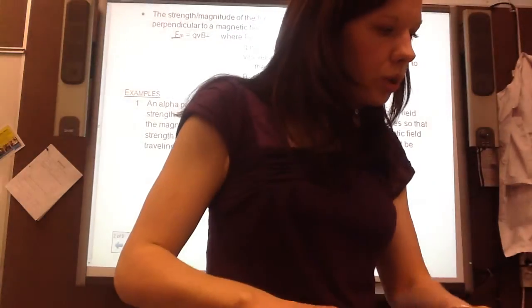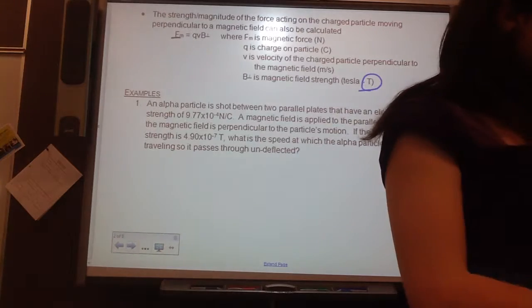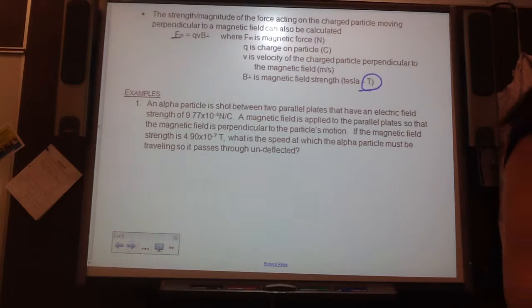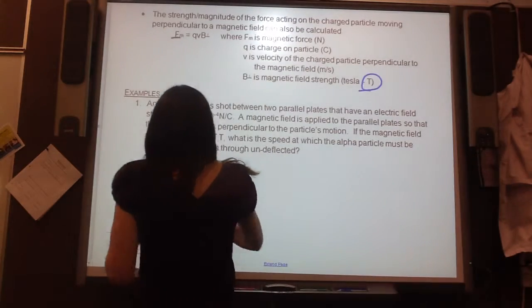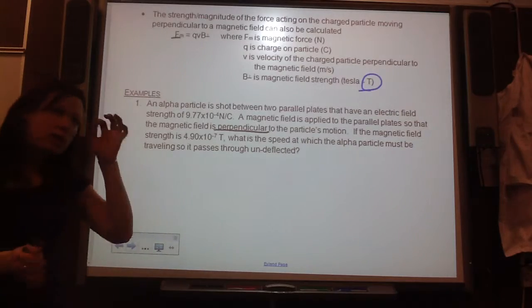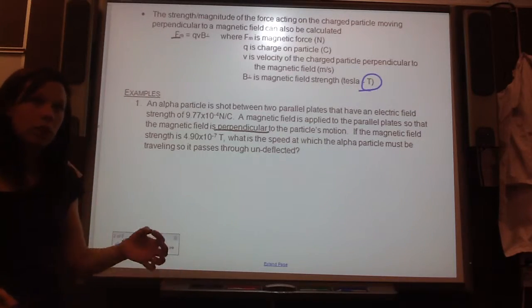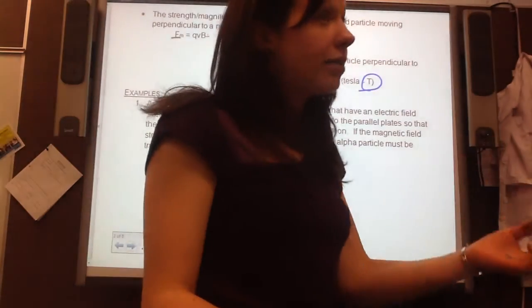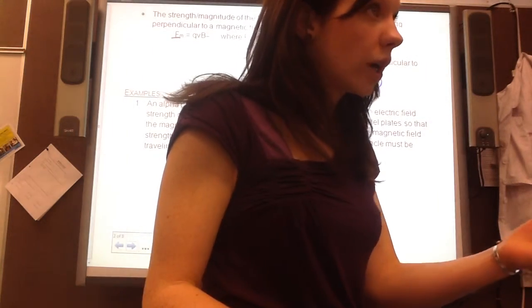All right, so to do this, an alpha particle is shot between two parallel plates that have an electric field strength of 9.77 times 10 to the power negative 4 Newton coulombs. A magnetic field is applied to the parallel plates so that the magnetic field is perpendicular to the particle's motion. So that's our B perpendicular. So we know that there's actually a force, right? Because it needs to be perpendicular to the motion. If it's not, then F net equals 0.